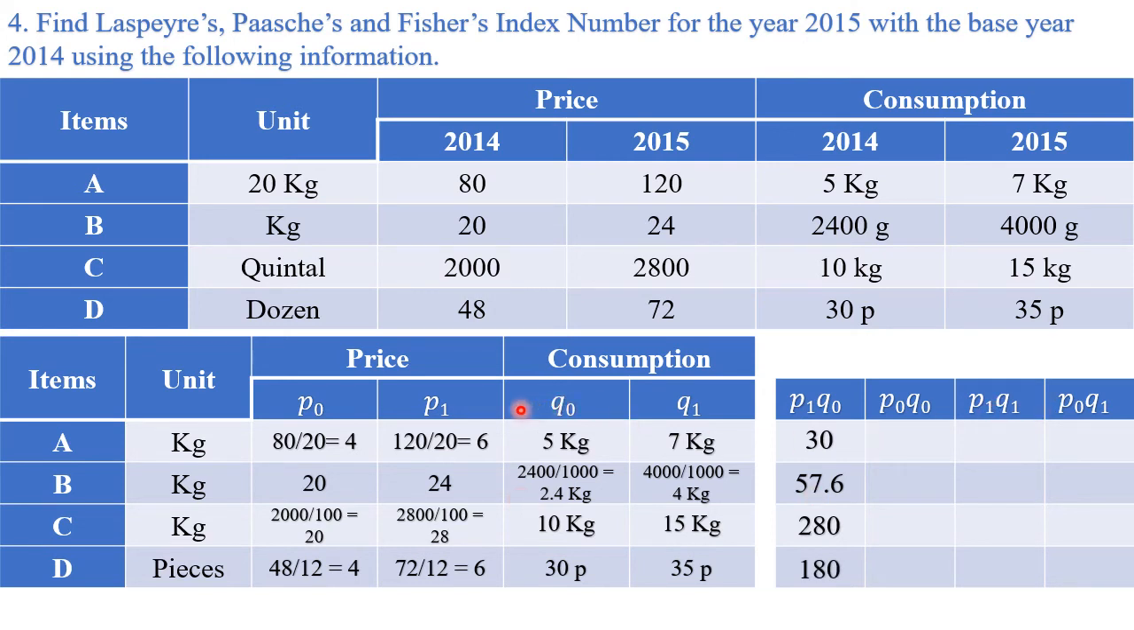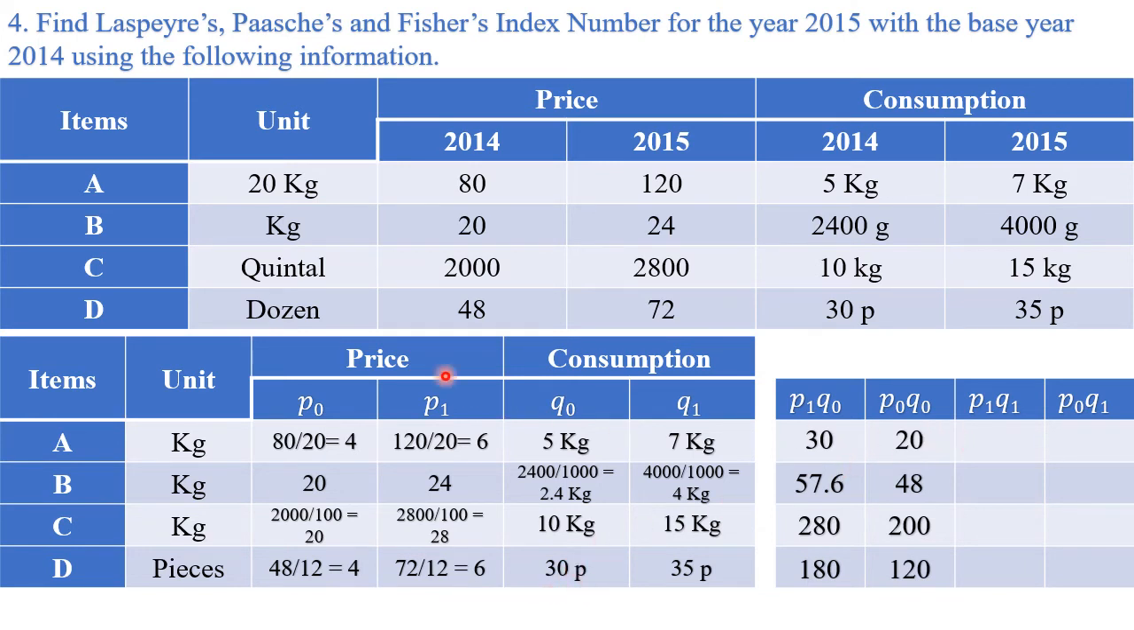Next, P0Q0 is the multiplication of P0 with Q0. This value with this value is what we are going to multiply here. 4 5s are 20, 20 into 2.4, 20 into 10, 4 into 30. You are getting the answers.